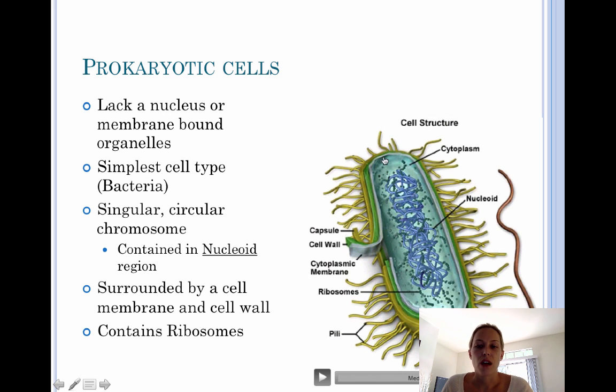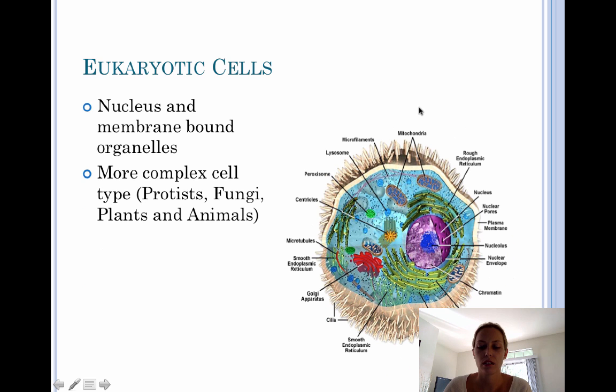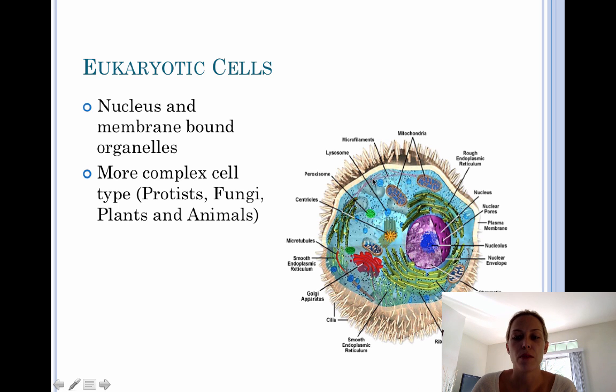Prokaryotic cells have a cell membrane, but they also have a cell wall. Now, what their cell wall is made up of is different than that of plant cells. So prokaryotic cells do have a cell wall, but it is different than that of plant cells. Let's take a closer look at animal cells. So eukaryotic cells have a nucleus and do have membrane-bound organelles, as we can see here. They are a more complex cell type, and again, they are all of our different cells aside from bacteria, so protists, plants, and animal cells.